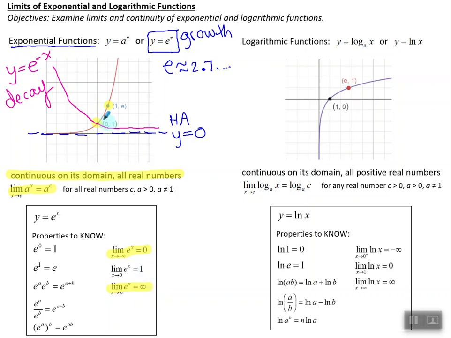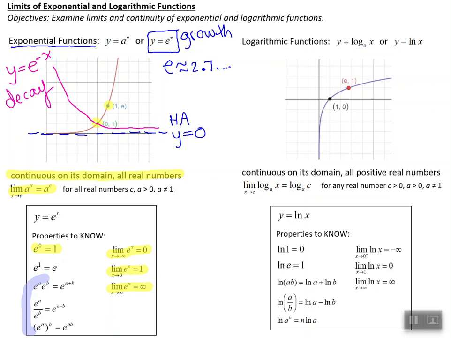And of course, because of the point (0, 1), the limit as x approaches 0 of e to the x is 1. That's merely just substitution of e to the 0 equals 1. Now, these properties right here are important properties that we remember about how to work with exponents.